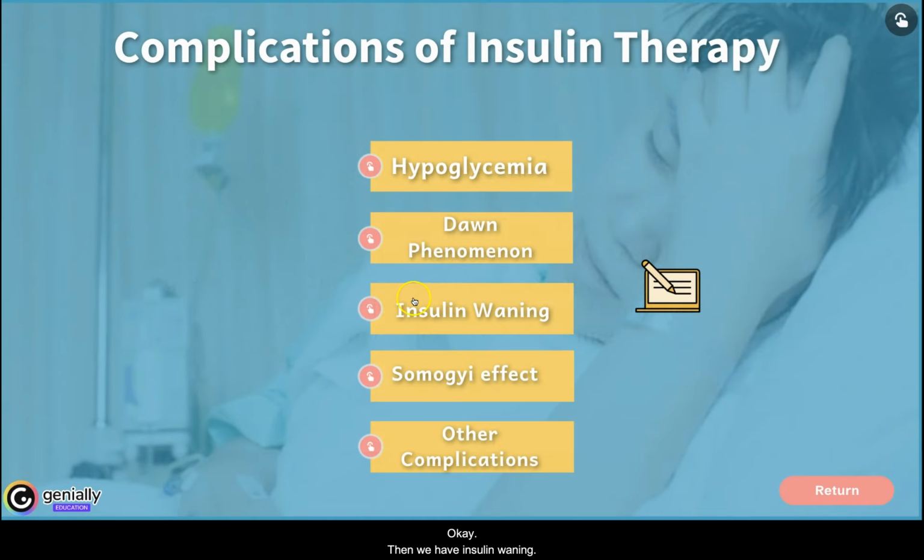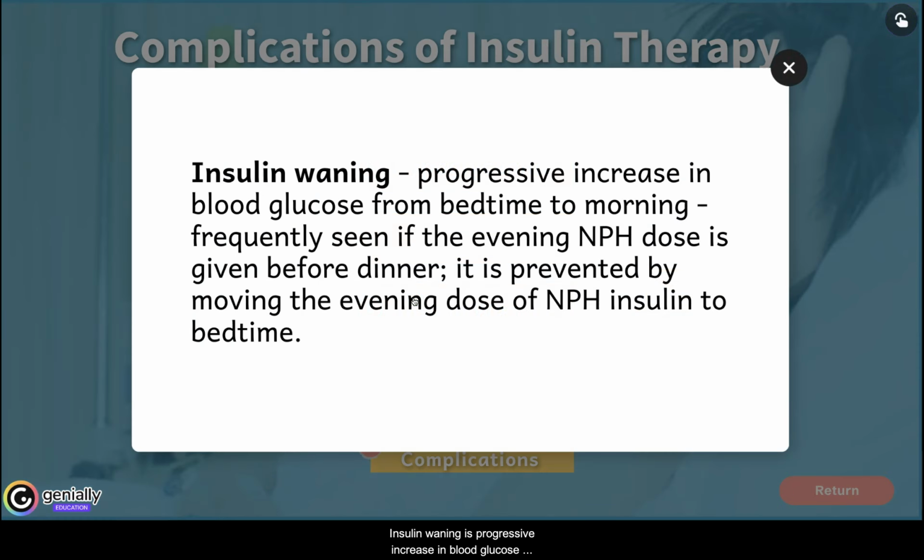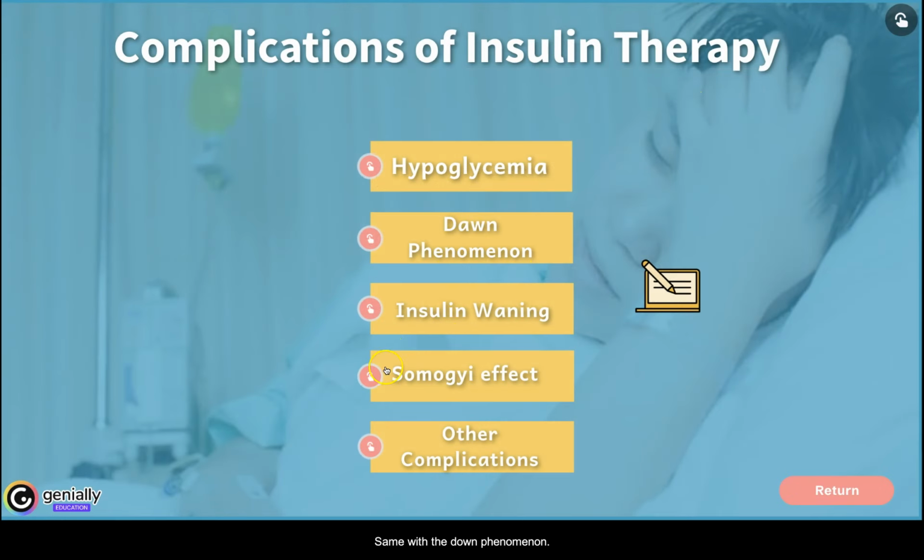Okay, then we have insulin waning. Insulin waning is a progressive increase in blood glucose from bedtime to morning. It's frequently seen when the evening NPH dose is given before dinner. It's prevented by moving the evening dose of NPH to bedtime. By giving it at bedtime, we can make sure that the blood glucose throughout the night is not so high. Same with the dawn phenomenon we noticed.